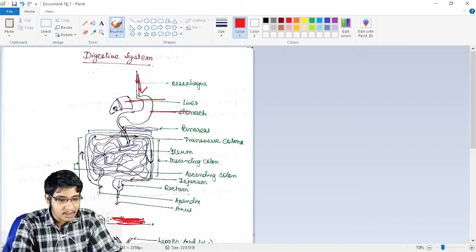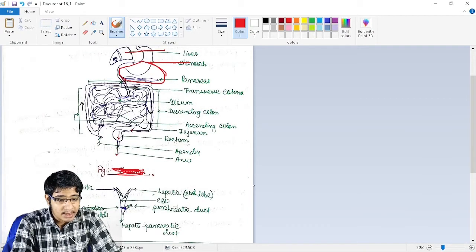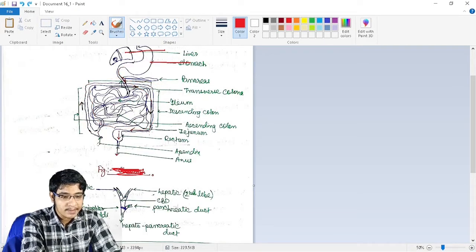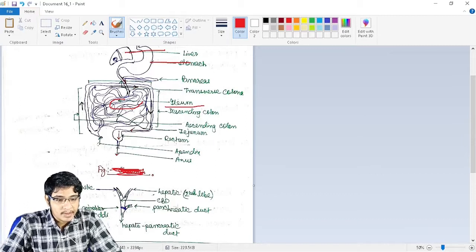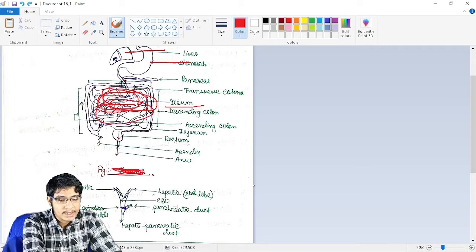This is the stomach. This leaf-like structure is known as the pancreas, and this supercoiled structure is known as our small intestine, and this simple part right here is known as the large intestine. Let me clear the mark so that you can see it clearly. The first hypercoil part is known as ileum, and the next hypercoil part is known as jejunum.